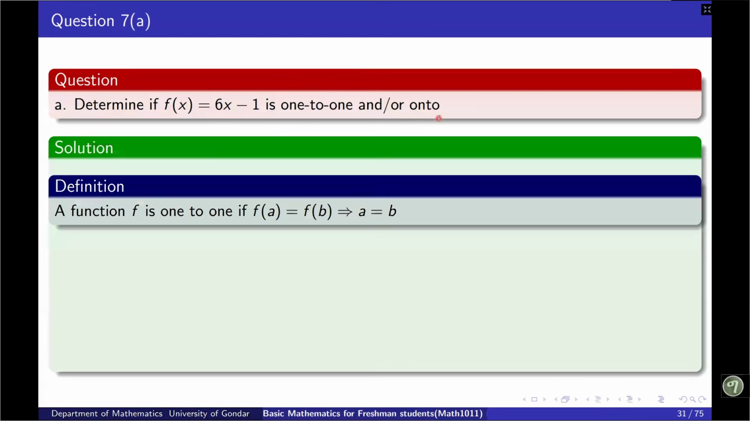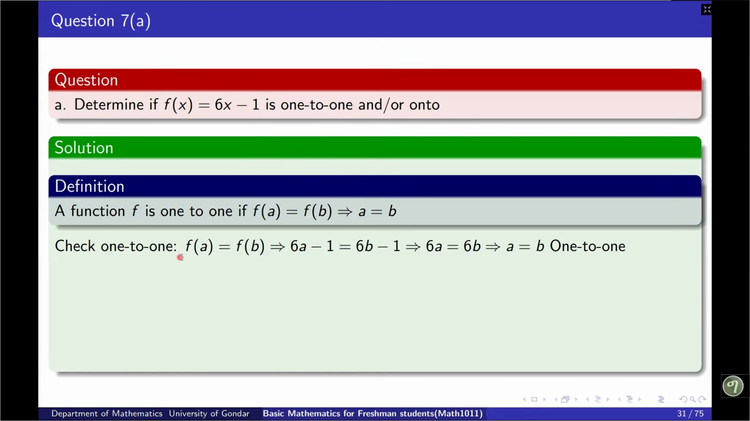We know that a function f is said to be 1 to 1 if and only if f of a equals f of b implies a equals b. That means a function is 1 to 1 whenever no two elements of the domain have the same image within the corresponding range. Therefore, in order to check whether f of x equals 6x minus 1 is 1 to 1 or not, let's assume that f of a is equal to f of b.